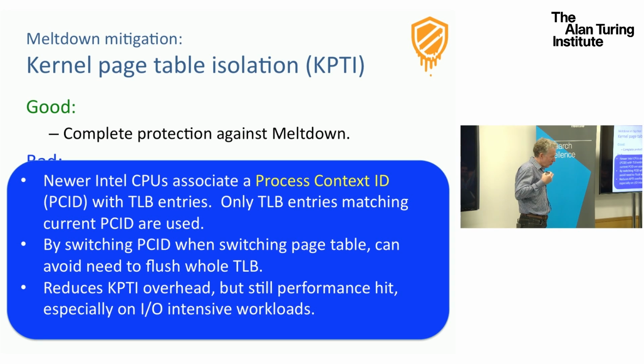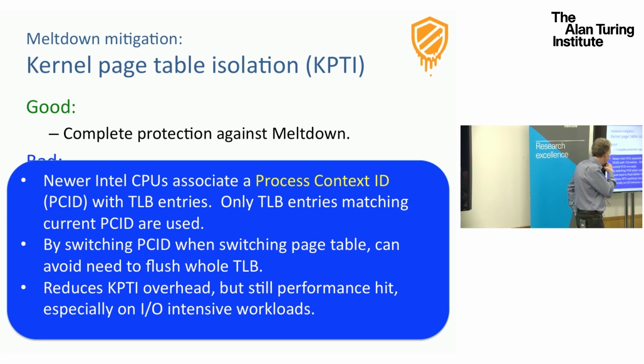So the story's not quite so bad with the latest Intel CPUs from the last few years. And the reason is that their hardware is slightly smarter. They associate a thing called a process context ID with each of those TLB entries. And it will only use TLB entries if they have the right process context ID. So the upshot of this is that when you switch into the kernel, you can switch process context ID at the same time as you switch page table, and you don't have to flush the whole TLB. Just the bits of it that were cached are no longer accessible to you, so that's safe. When you switch back, hopefully some entries are still there, and it's not so slow.